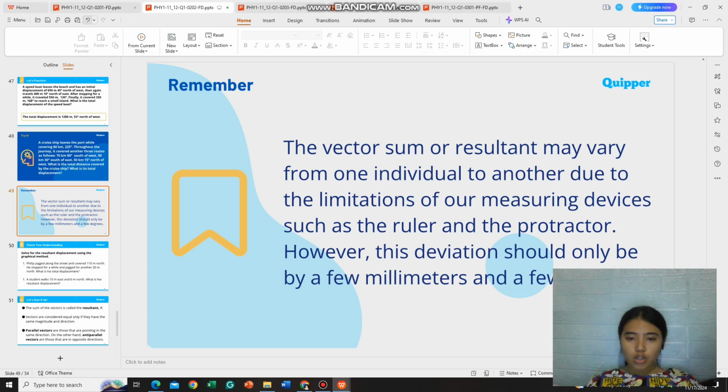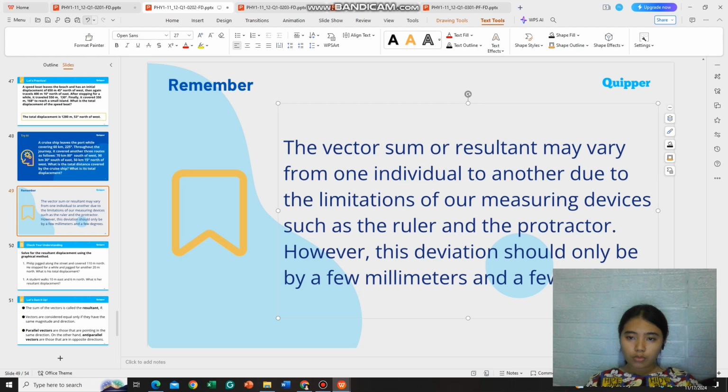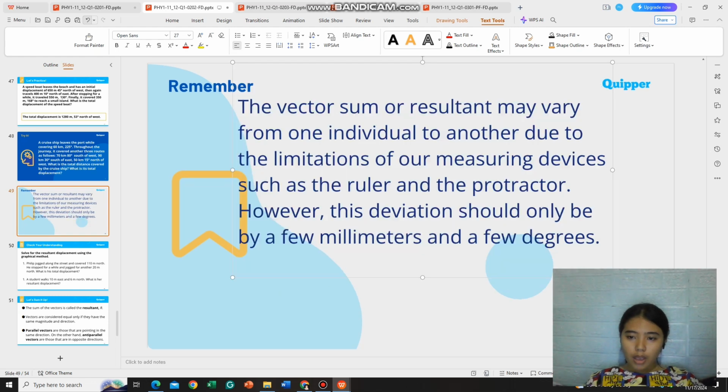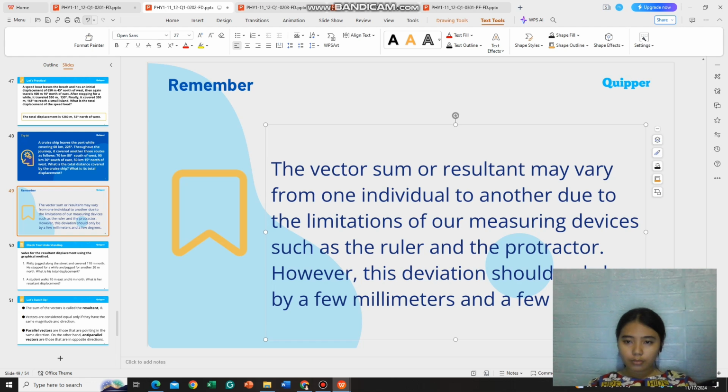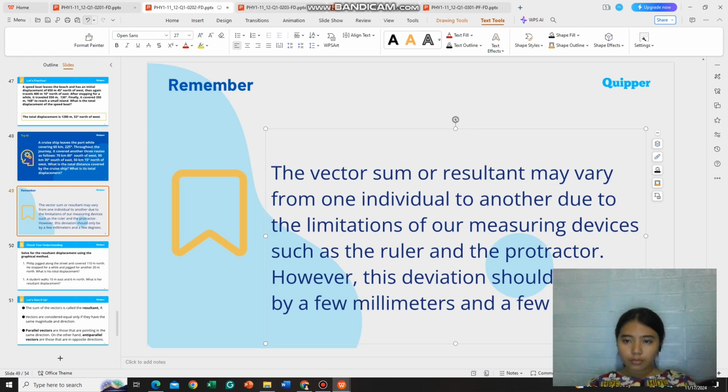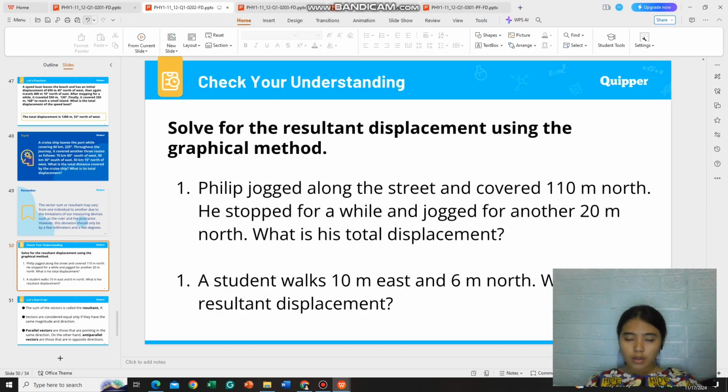So, the resultant may vary from one individual to another due to the limitations of our measuring devices, such as the ruler and the protractor. However, this deviation should only be a few millimeters or a few degrees.